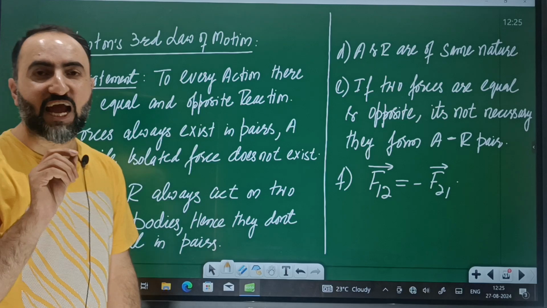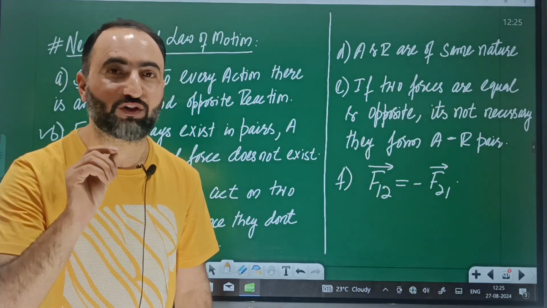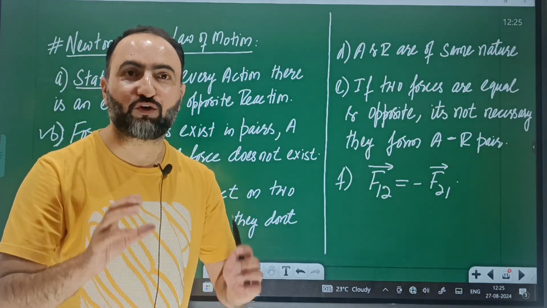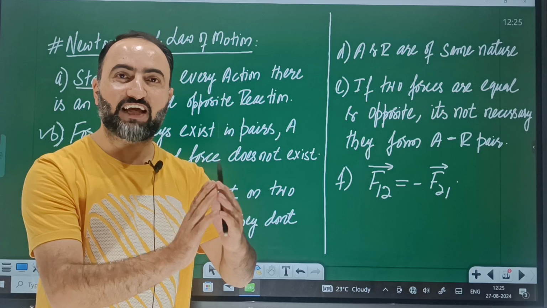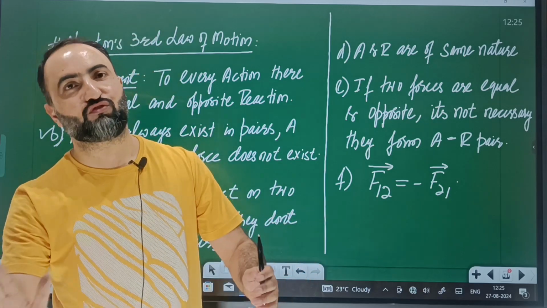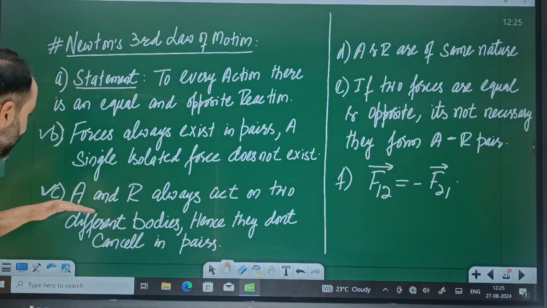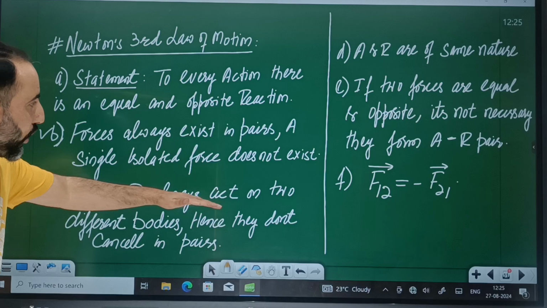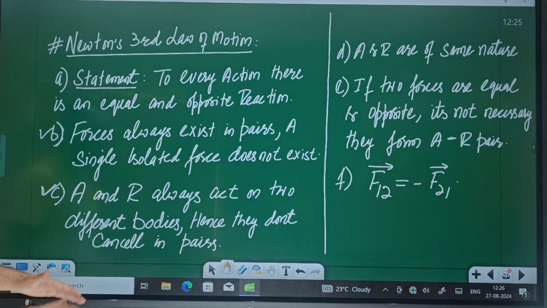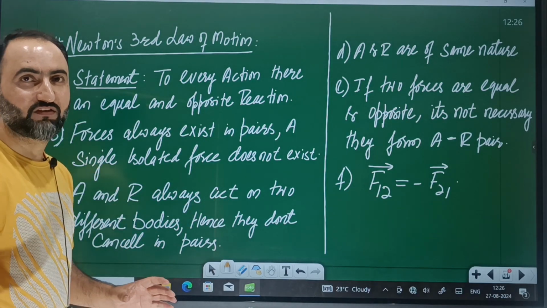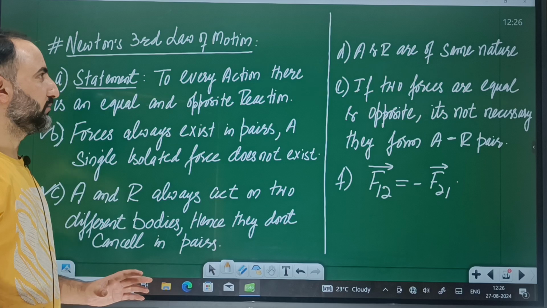That is, the action and reaction never act on the same object. They always act on two different objects. Hence there is a net force on one object and a net force on another object. Okay, तो वही मैंने यहाँ पे लिखा बेटा, A and R always act on two different objects and hence they don't cancel in pairs. I will explain it with the help of an example.